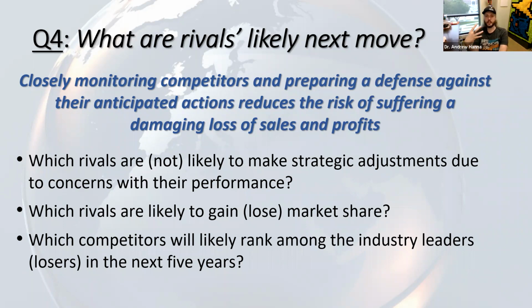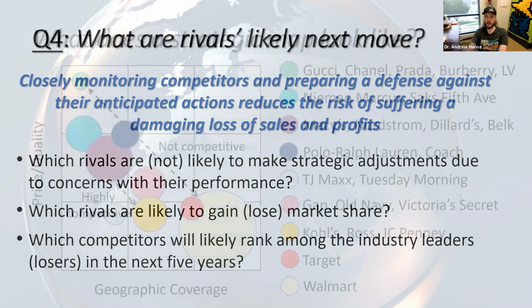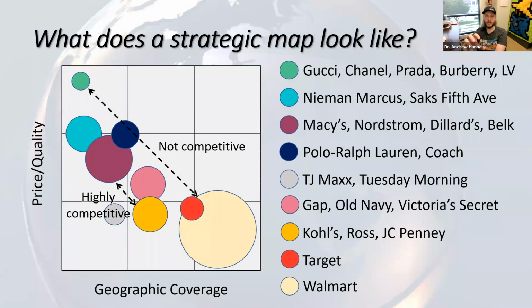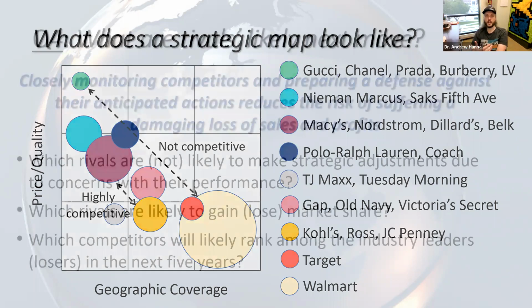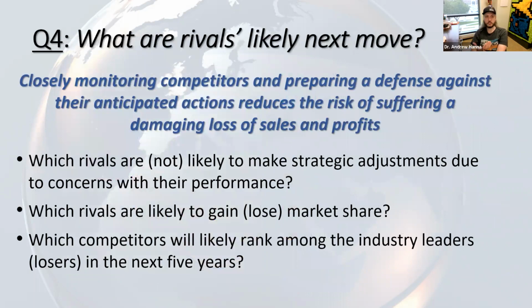The ones that are about to make adjustments are largely going to be ones that are probably in more saturated areas on here. When we look here about where there are big clusters of them all together, those are ones that probably need to continue to make regular competitive adjustments, right? Because they're going to have bigger concerns about their performance based off of higher competition within their cluster. We also can get a good idea of which ones are likely to gain or lose market share and which competitors are likely going to rank among our industry leaders in the future based off of their competitive position.